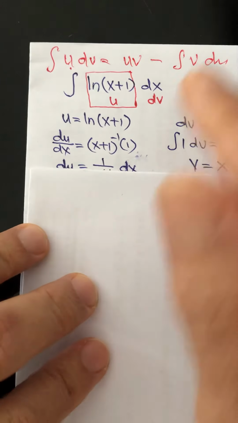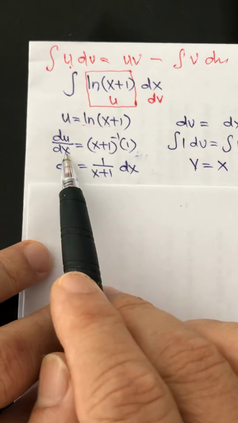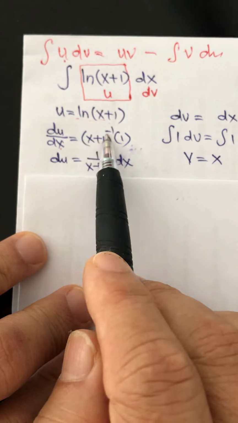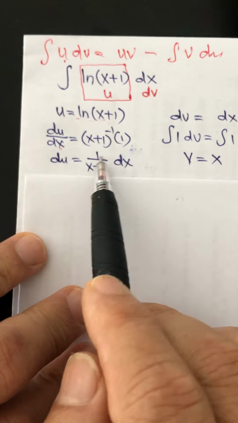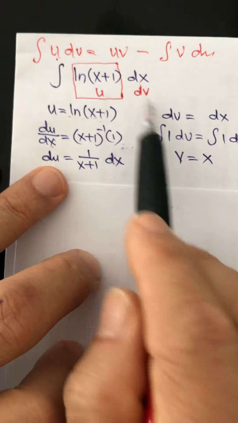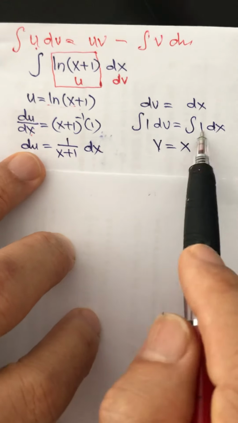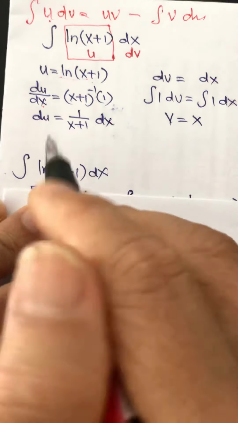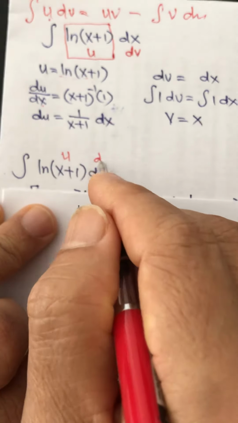So you have this, u is ln (x plus 1), and then you differentiate to get du over dx. This is (x plus 1) to the power of negative 1, and differentiating the x, you get 1. So you get this, and then dv equals dx, then you integrate, you get v equal to x. Then after that you substitute. So this is your u, this is your dv.